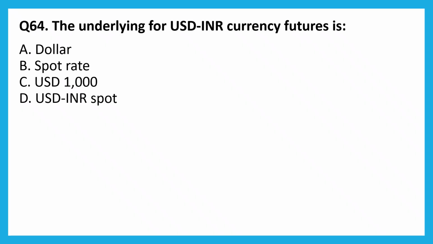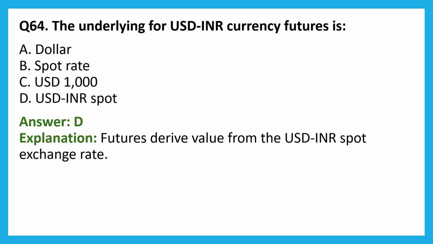The underlying for USD INR currency futures is option A dollar, option B spot rate, option C USD 1000 and option D USD INR spot. Correct answer is option D USD INR spot. Futures derive value from the USD INR spot exchange rate.